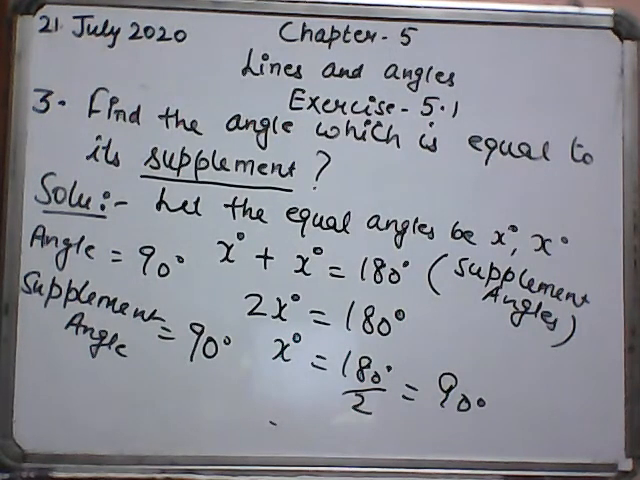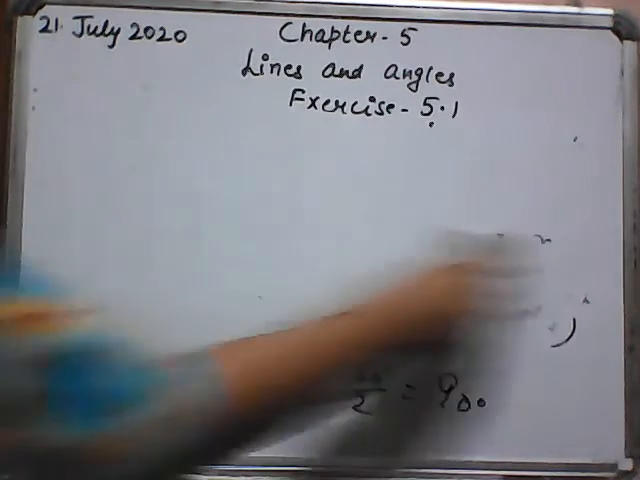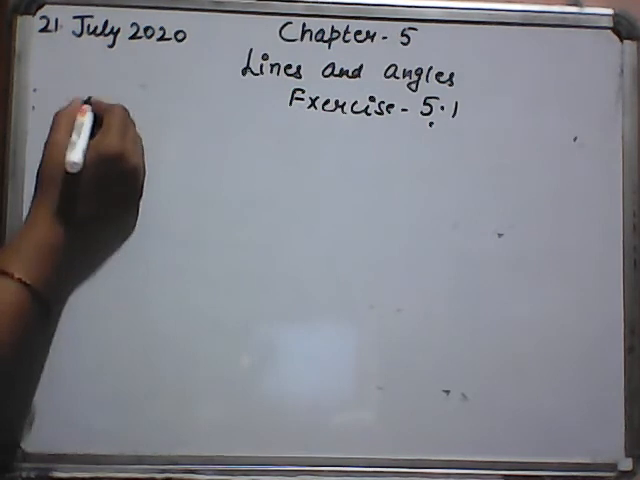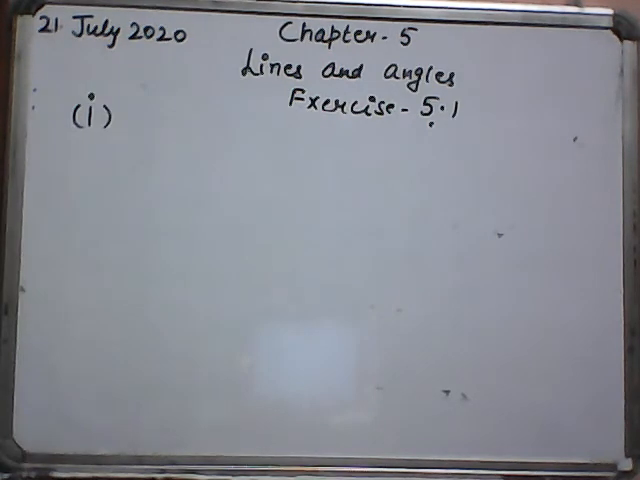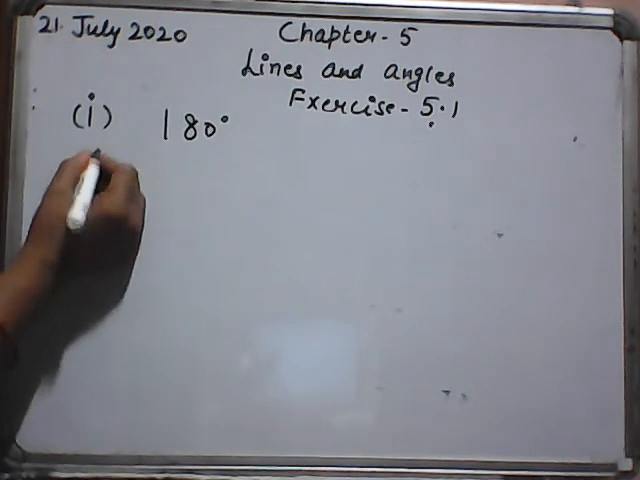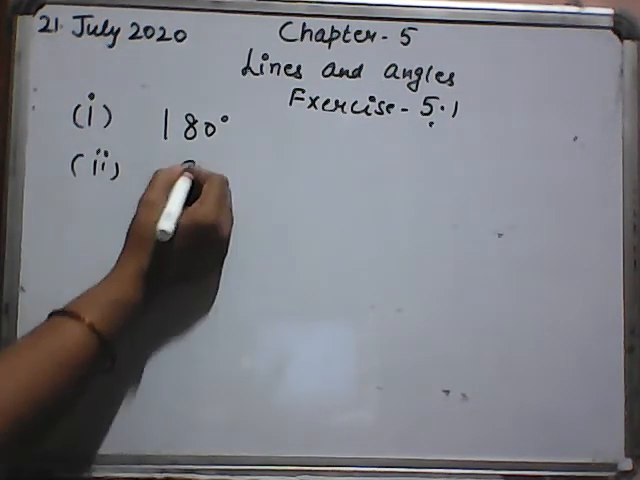Let's move to the next question. Question number 4. In question number 4, you have to find the sum of the measure of two supplementary angles. We read, the sum of two supplementary angles is 180 degree. In the next part, the sum of the measure of two complementary angles. Complementary angles means the sum of the measure of two angles is 90 degree.